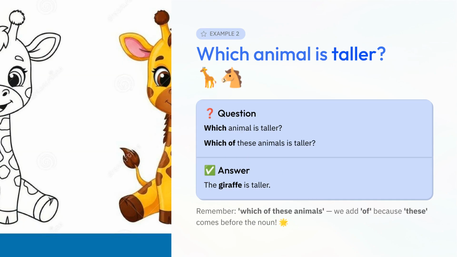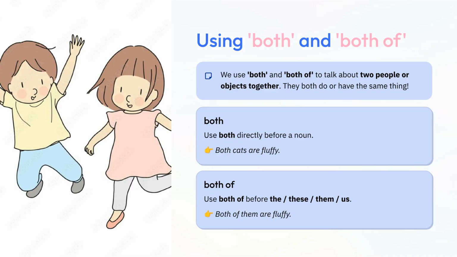Let's look at example 2. To ask about animals, the question is, which animal is taller? Or, which of these animals is taller? The answer is, the giraffe is taller. Remember, in the phrase which of these animals, we add the word of, because the determiner these comes right before the noun. Now let's talk about using both and both of.